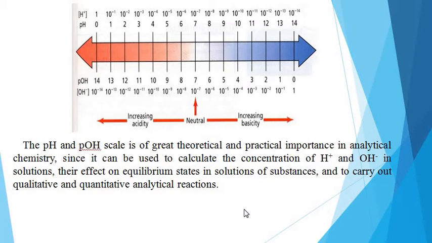The pH and pOH scale is of great theoretical and practical importance in analytical chemistry, since it can be used to calculate the concentration of hydrogen and hydroxide ions in solutions, their effect on equilibrium states in solutions of substances, and to carry out qualitative and quantitative analytical reactions.